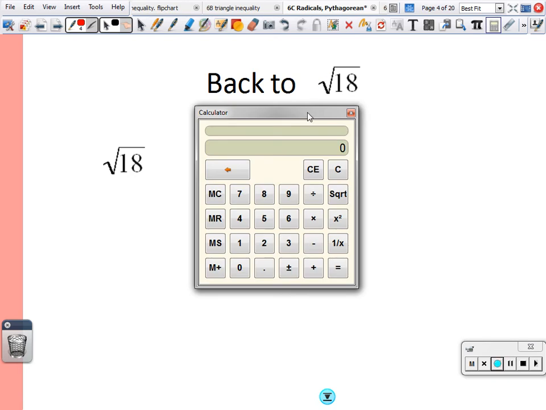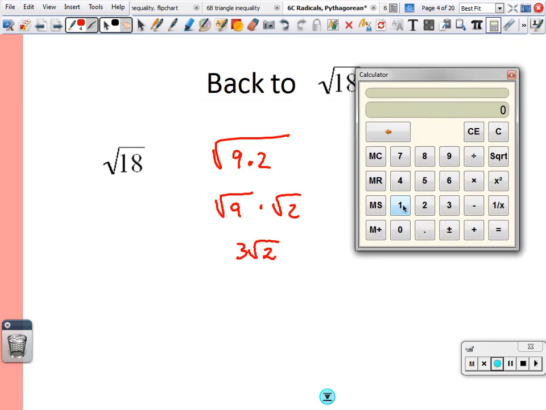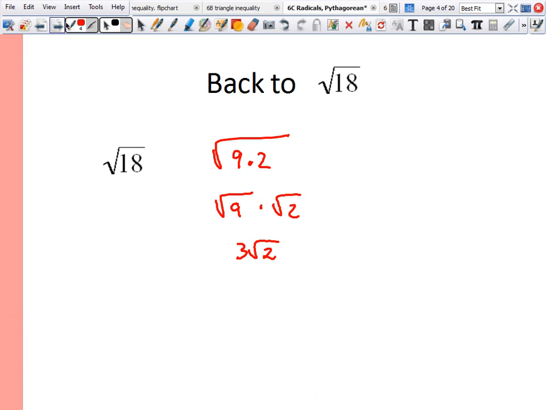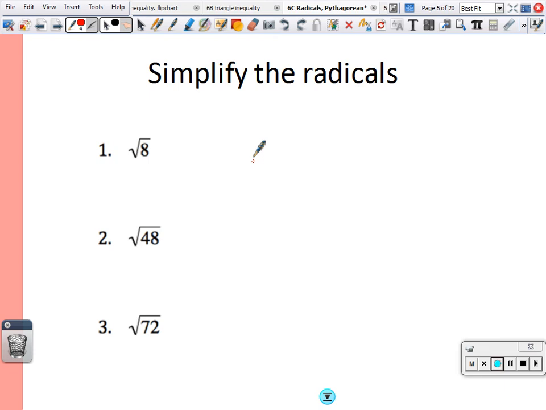Now your calculator is really useful here, just as a tool to check your work. If I put in 18 and I take the square root of it, I get 4.242641. If I then take the square root of 2 and multiply that by 3, I get that same 4.242641 number. So even though it doesn't simplify the radical for me, it's a really quick, easy way to check my work. I'll give you a second, pause the video here, and let you work on these. Simplify these radicals: square root of 8, square root of 48, and square root of 72. Pause the video now.